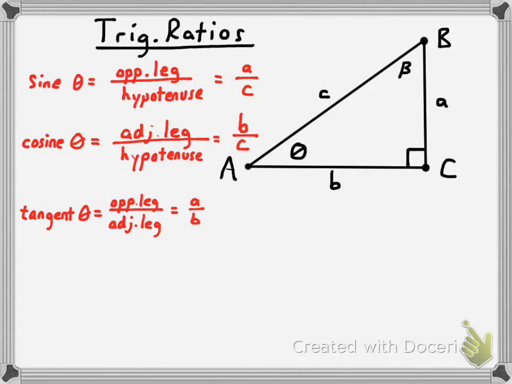Okay, so that's all sine and cosine and tangent tell you: which two sides of a right triangle you're making a ratio between. Now, just to kind of embed that a little bit further into your minds here, I just found the sine, cosine, and tangent of the angle theta. What if I'd used this angle beta instead?